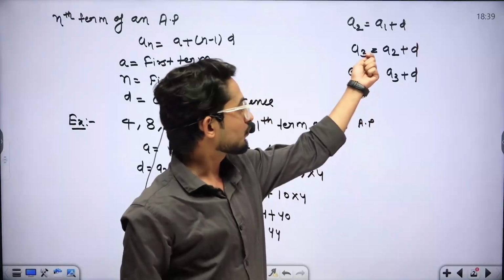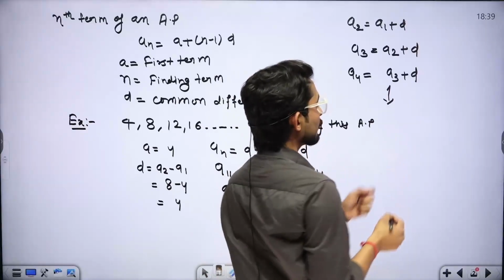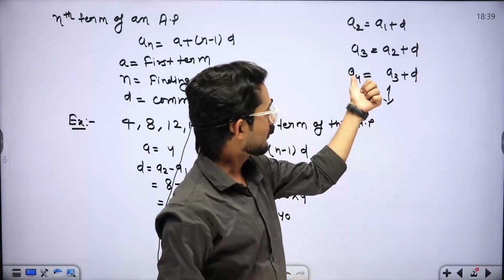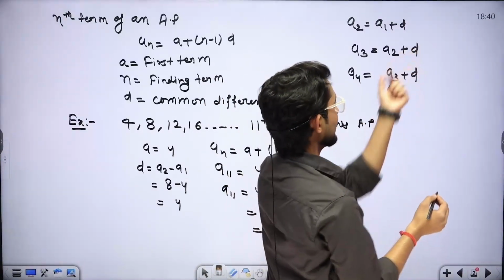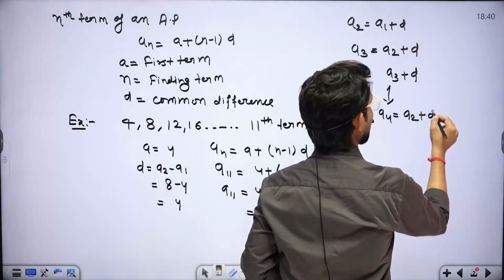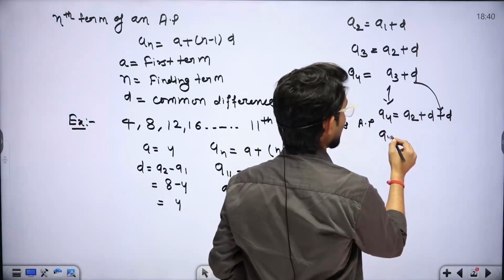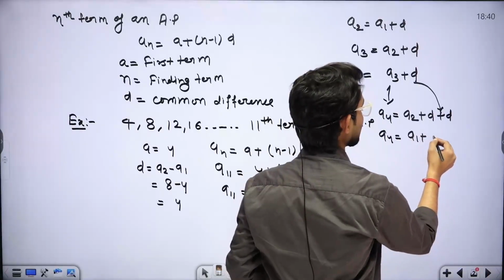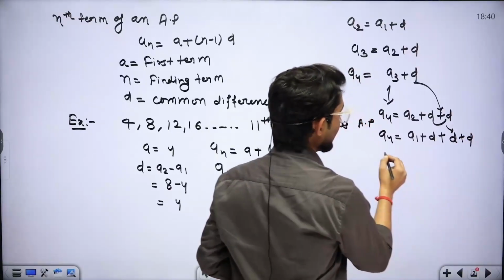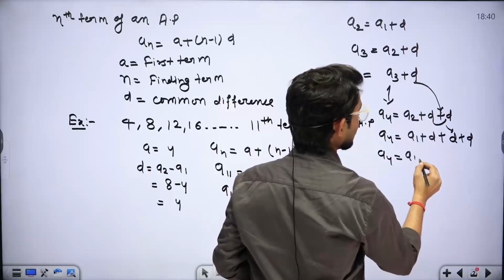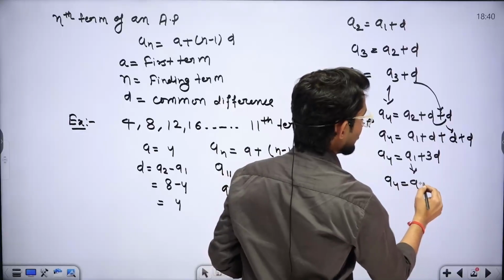And also to find any term, there is another rule. For example, if you want to find this a4, how can you find this? a4 equal to a3 plus d. And what is a3? You can write a3 as a2 plus d, and here d is written as d. What is a2? You can write a2 as a1 plus d, plus this d will be written the same. So you can write a4 equal to a1 plus 3d. Or you can write a1 as a. So you can write a4 equal to a plus 3d.